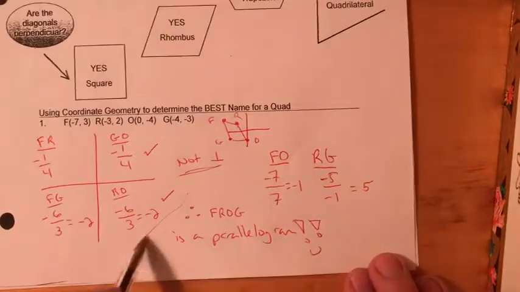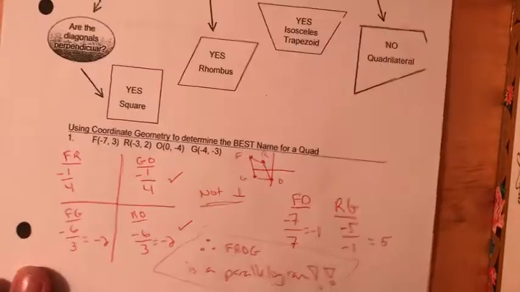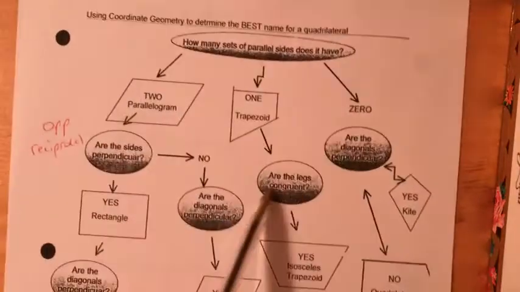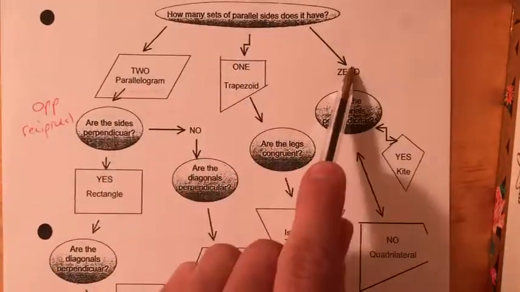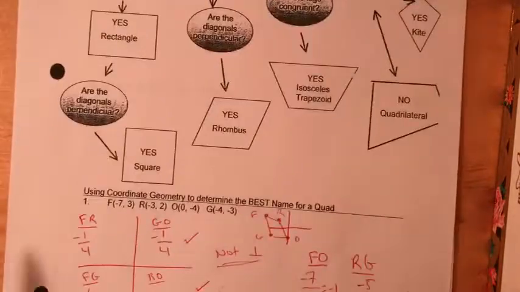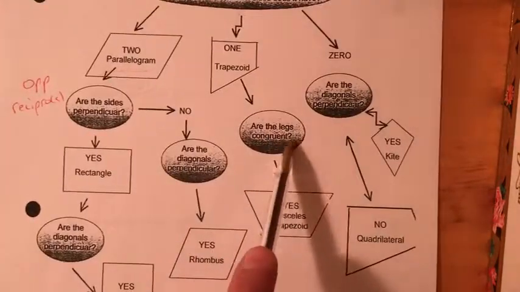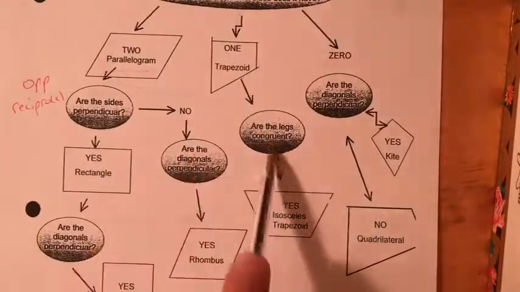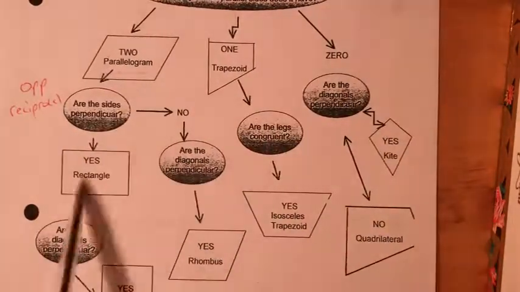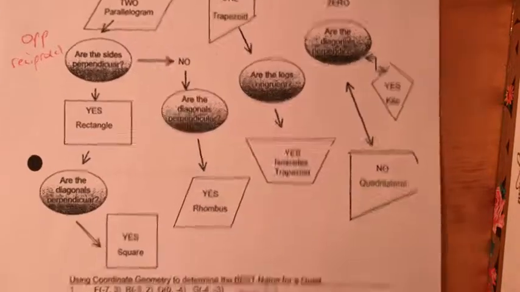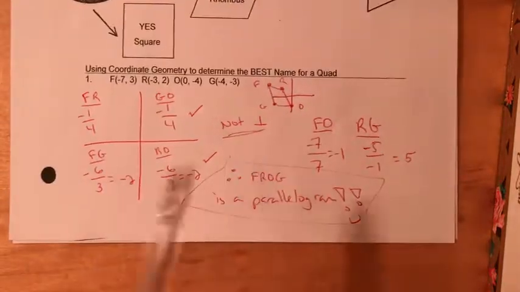And that's it. So coordinate geometry. If you follow this little flow chart, that's all you need. You just do slope, decide how many, and answer the questions underneath. The only time you ever need distance is if you have one set and you have to see if it's isosceles or not. The rest of these are all slope. Lots and lots of slope. And that's one whole problem.